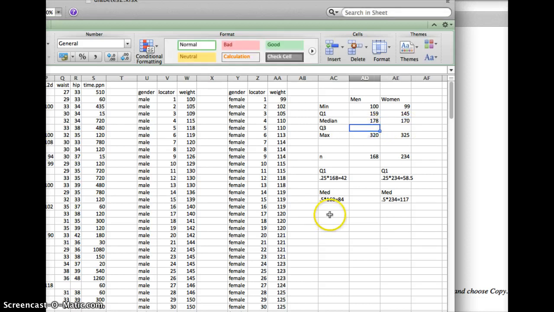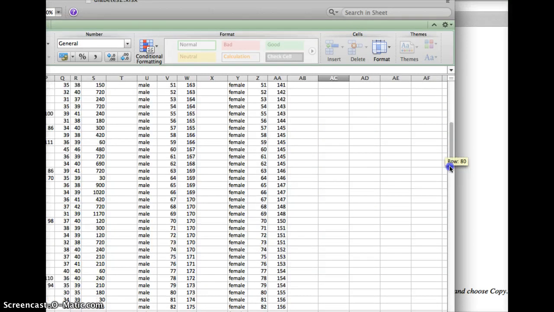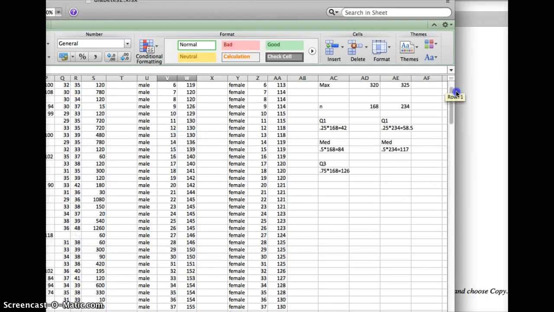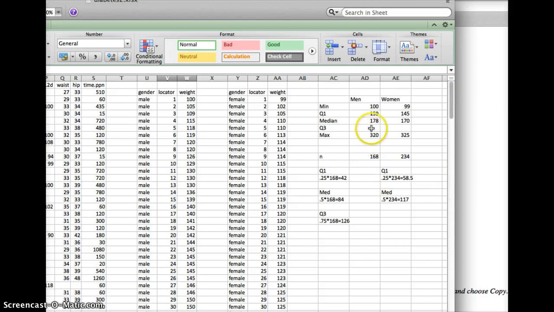And then we'll finish with Q3, which is our 75th percentile. That's going to be 0.75 times how many men do we have? 168. 0.75 times 168 is 126. So we'll have to average 126 and 127 for the men. 126 and 127, both 204 in that group.